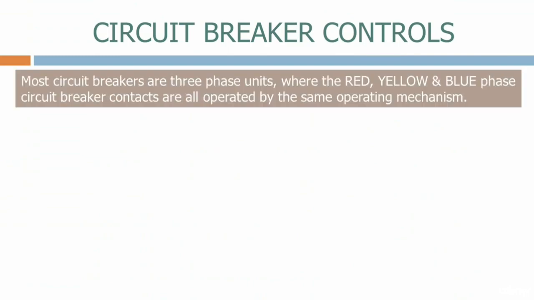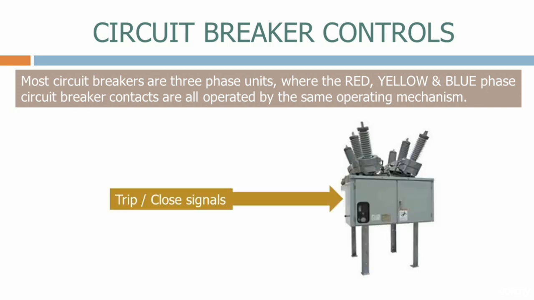Most circuit breakers are three-phase units, where the red, yellow, and blue phase circuit breaker contacts are all operated by the same operating mechanism. Here's a typical three-phase circuit breaker. We just have one set of trip and close signals that operate the circuit breaker mechanism.